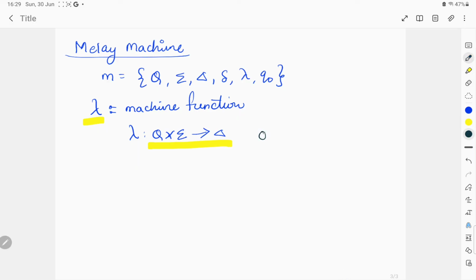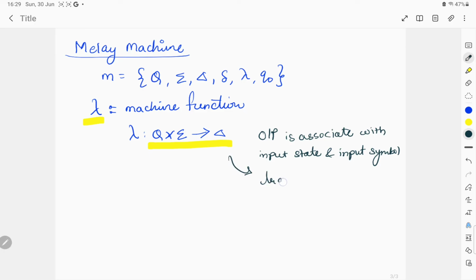So there the output was associated with the state. Here the output is associated with input state and input symbol. I hope you're getting the difference. There every state has one output associated with it, but here every state, with respect to what input it is taking, is giving you output. That means basically here the output is associated with every transition. When I say Q cross sigma, it is nothing but one transition that is going from one state to another state.